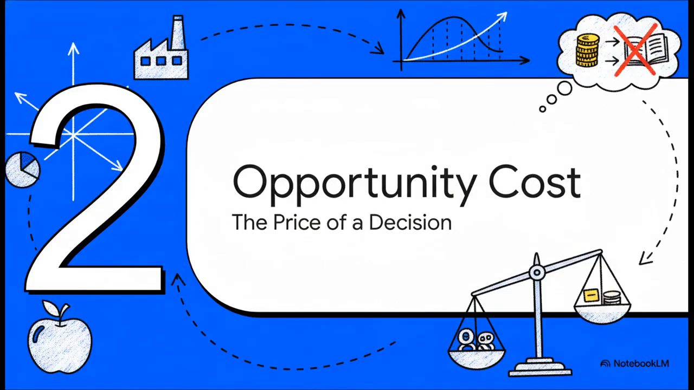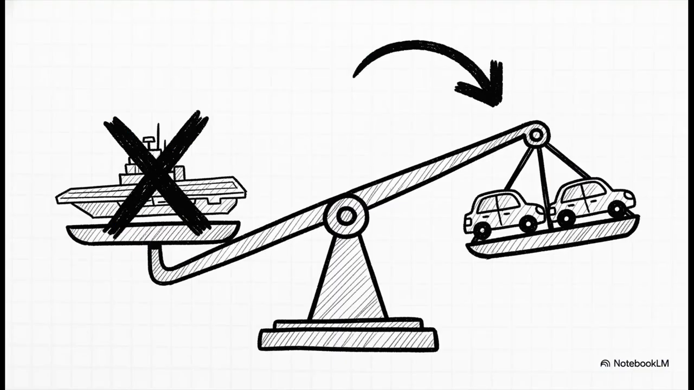But here's where it gets really interesting. This line, this frontier, it does more than just show our limits. It beautifully illustrates one of the most fundamental ideas in economics, opportunity cost. Okay, so think about it. If we're already on that line, we're at 100% capacity. So what happens if we want to make more cars? Well, we can't just magically create new resources. We have to move them from building aircraft carriers over to the car factories. The number of aircraft carriers we give up, that is the opportunity cost of getting those extra cars. It's what you sacrifice to get something else.